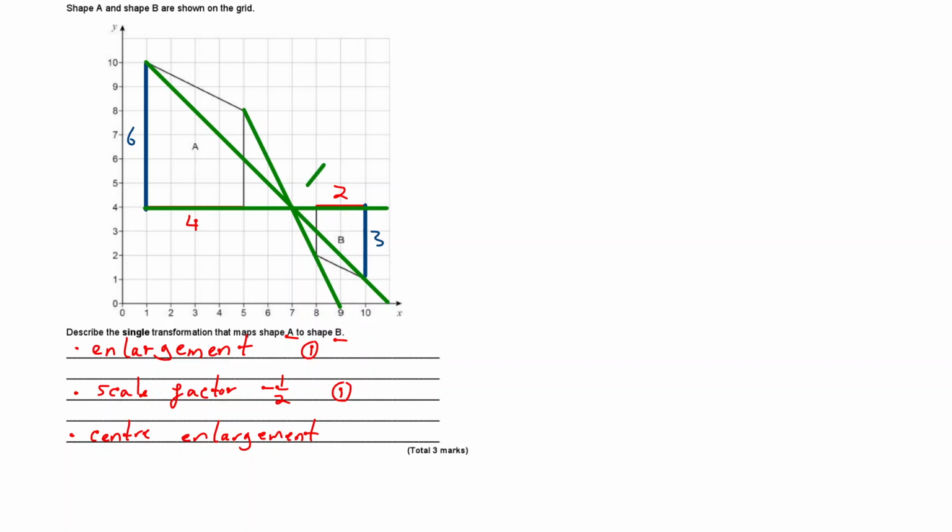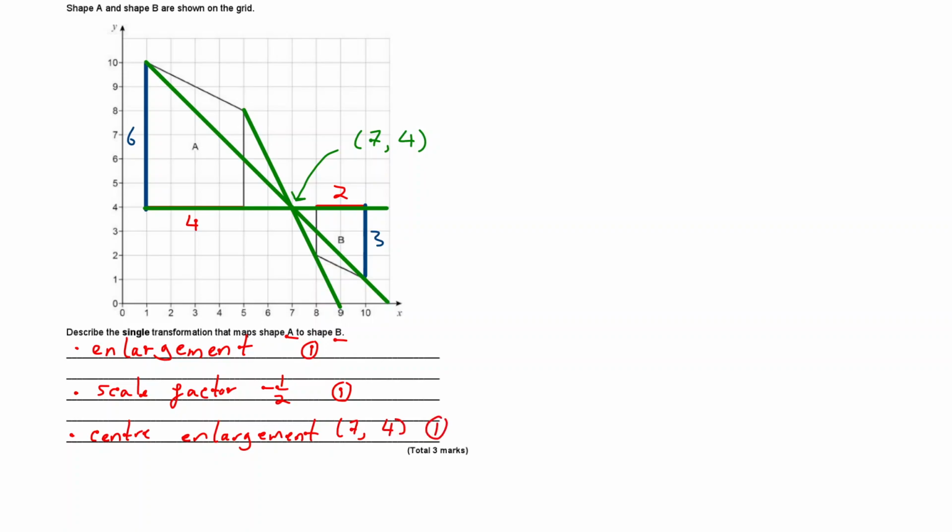So this point here is the centre of enlargement. So this specific coordinate is the centre of enlargement, which is the coordinate 7 and then 4. So the centre of enlargement is the coordinate 7 and then 4. And that is the final mark.